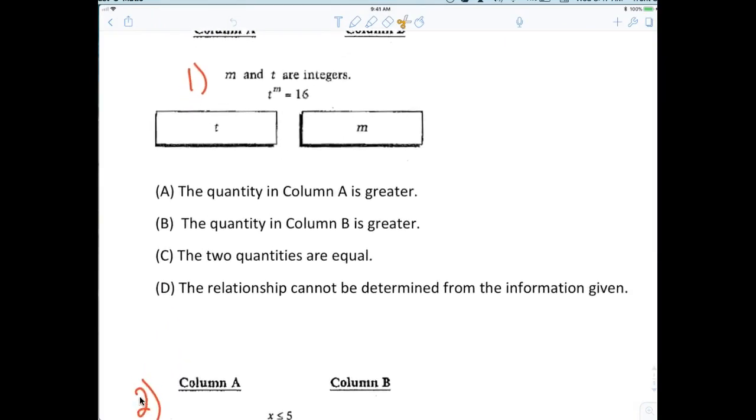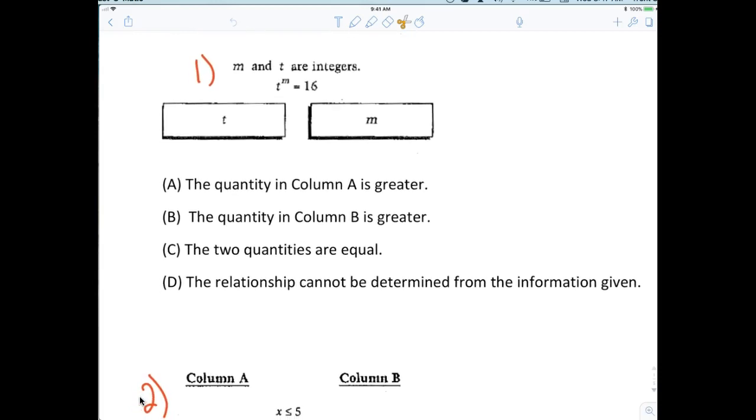Now, it says M and T are integers. Again, the word comes up a lot. Positive or negative counting numbers. All right, so what number to what power equals 16? Four squared equals 16.